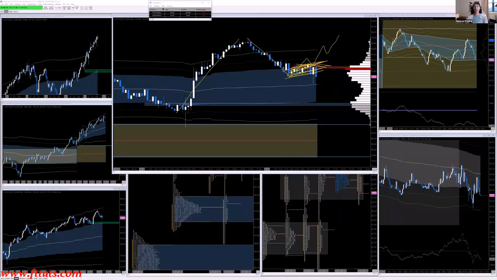NASDAQ way up towards that destination. Disappointing. I was hoping to get involved in that. I'm not gonna let it frustrate me, not gonna chase, not gonna do things that I shouldn't.